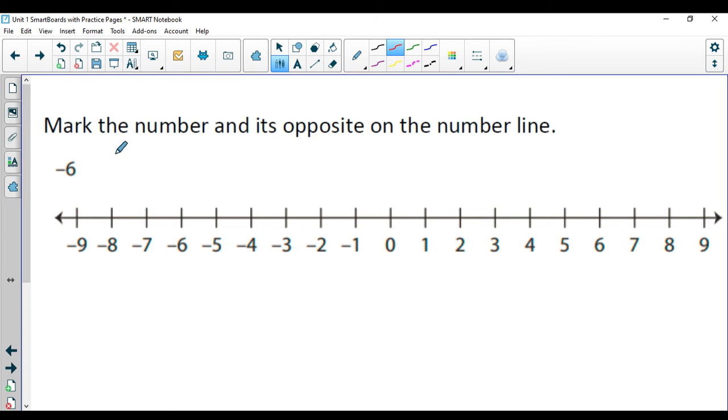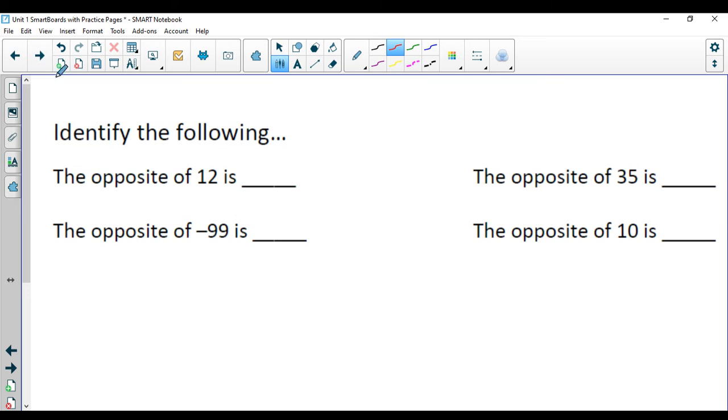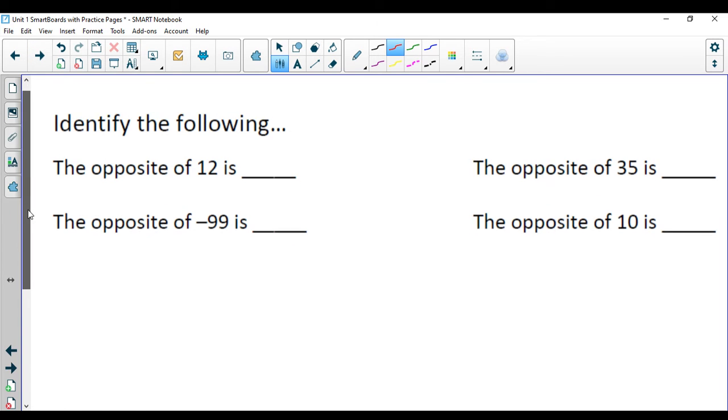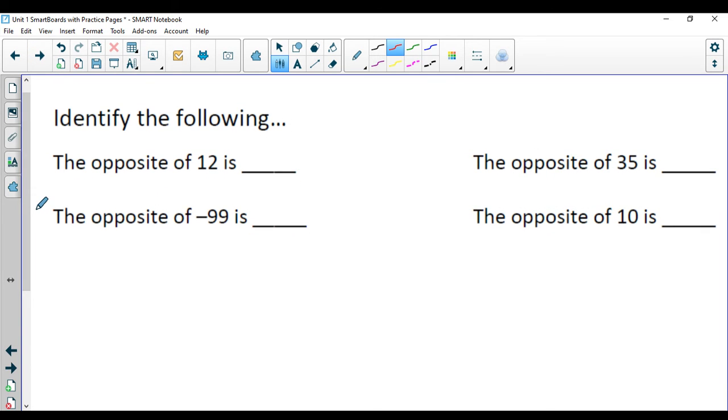So it says mark the number and its opposite on the number line. So it's asking us to mark negative 6, which would be right here. And then the opposite of negative 6 is going to be positive 6. So we're just going to mark those two on that number line there. Next part just asks you to identify a couple opposites. Remember, these are just positives and negatives. So if you have a positive 12, its opposite is a negative 12.